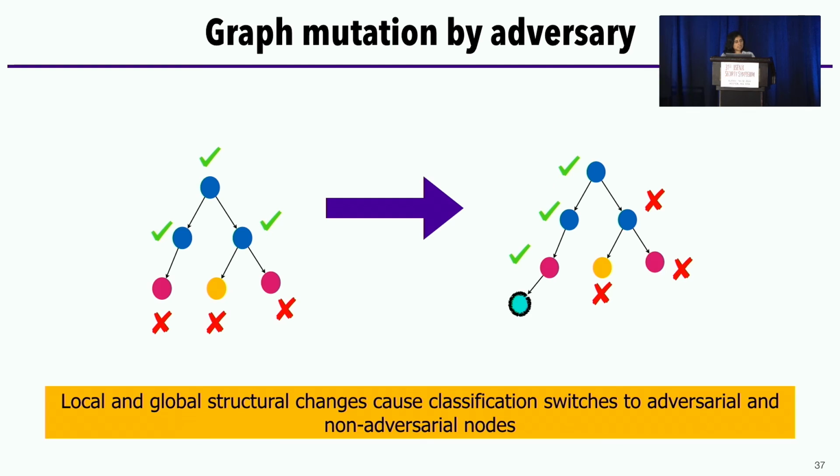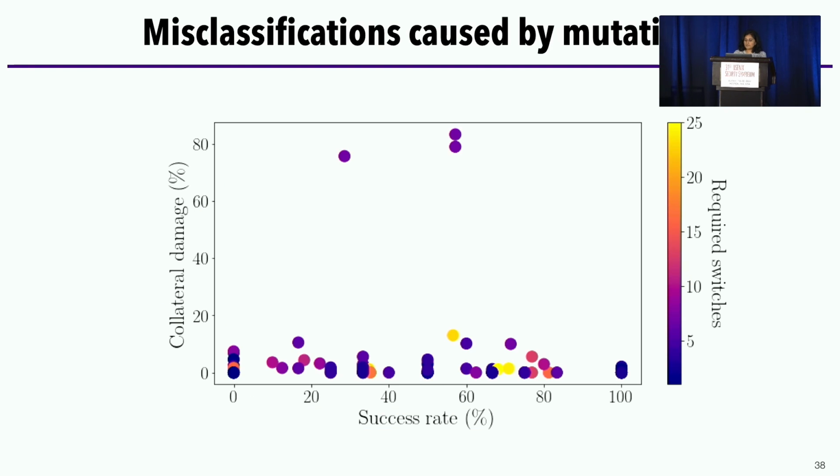But the problem is that since all the nodes in the graph are connected, structural properties of the other nodes that do not belong to the adversary would also change. Some of these misclassifications can be desired from the adversary's point of view, but there can also be misclassifications that are undesirable. So what we have here, on the x-axis, is the success rate as before for the adversary, but now we have a new property called the collateral damage, which shows the proportion of undesirable changes from the adversary's point of view.